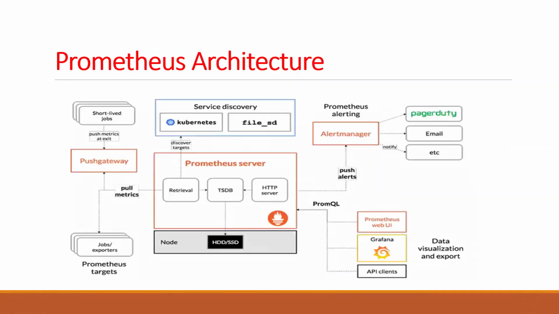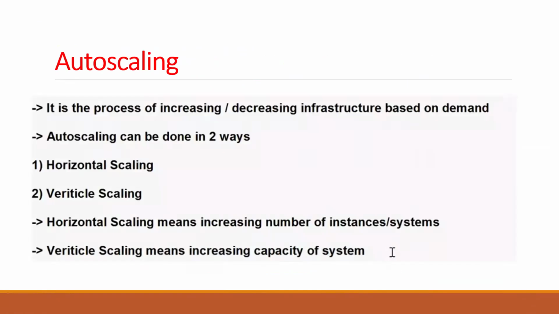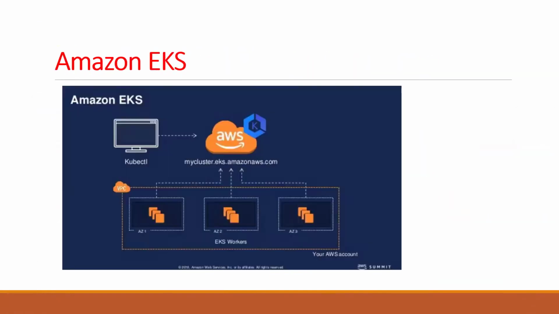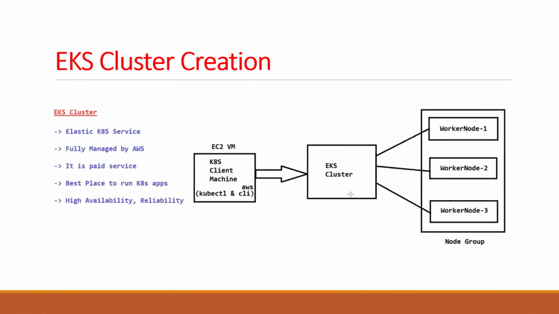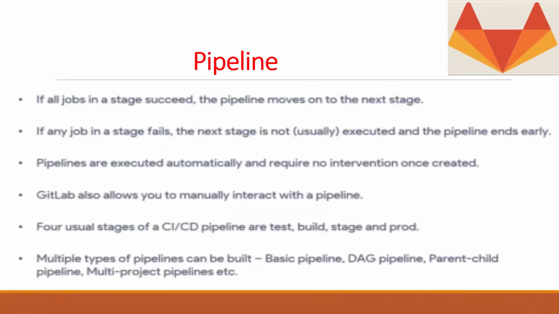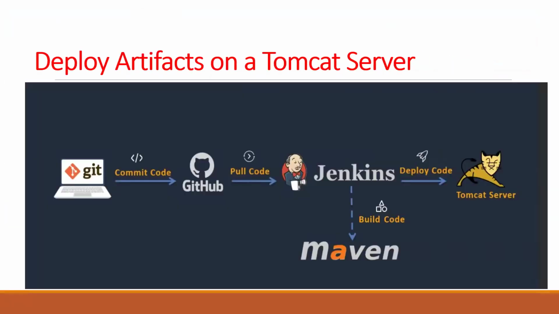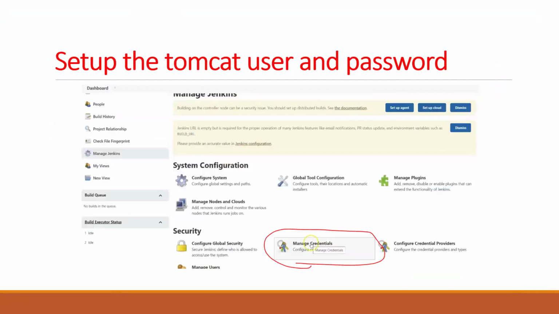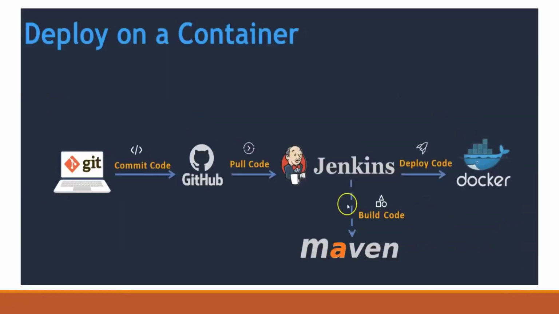So we'll discuss about Helm, Prometheus, Grafana, ELK. Then auto scaling and horizontal pod autoscaler, requests and limits, CPU limits and requests, EKS, ingress controller. Then we'll discuss GitLab or Git and how CI/CD works. Then we'll discuss Jenkins, so how we can deploy the application not manually but through automation. We'll discuss these things through Jenkins pipelines.